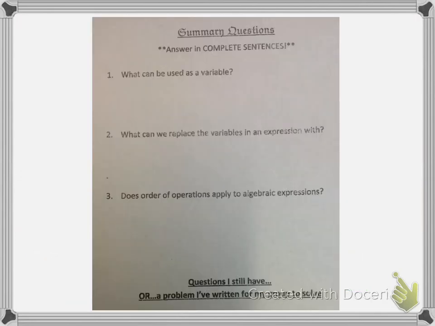Now you need to answer your summary questions with complete sentences. And then once you do that, you need to write any questions you still have, questions of confusion, like things you don't understand. And then if you do not have a question of confusion, you need to write a problem for your group to solve during your whisk chat.